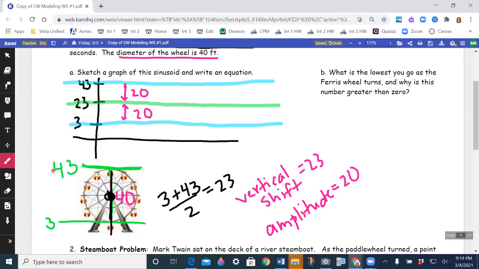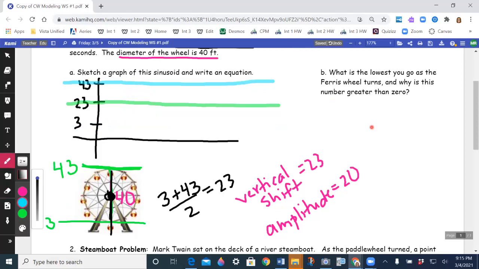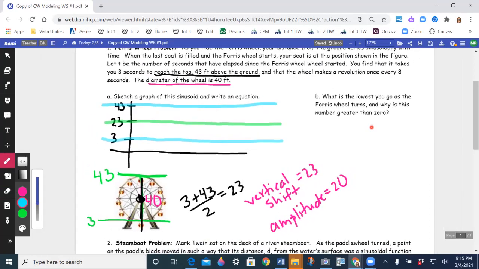Okay, so let me just get rid of this. Sorry, I didn't want to erase my line. I'll get that line back in. Let me put my low back in. Okay, so we've got that so far. What else do we know? We kind of know where our highs, our lows and our middle are.